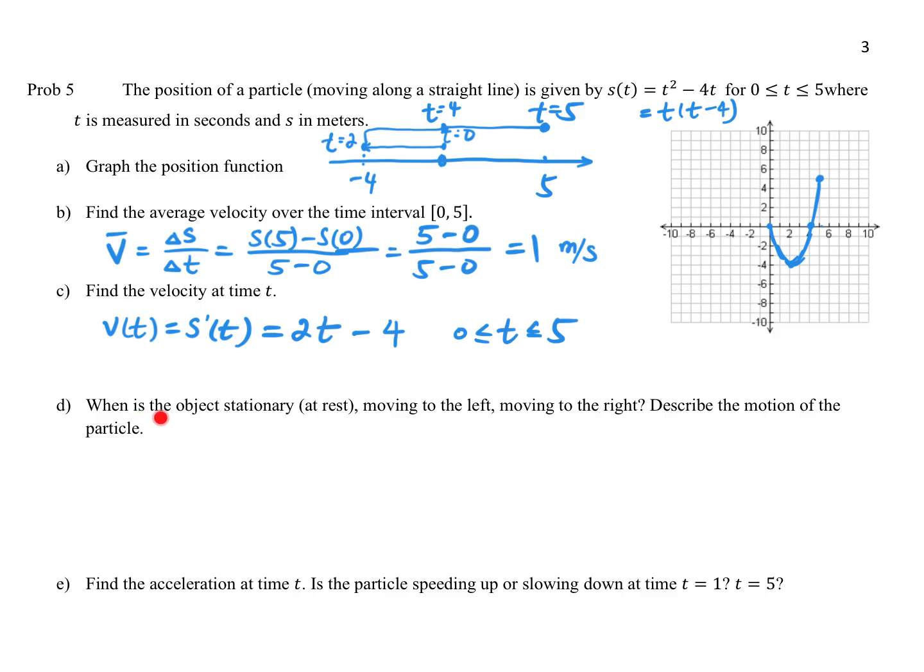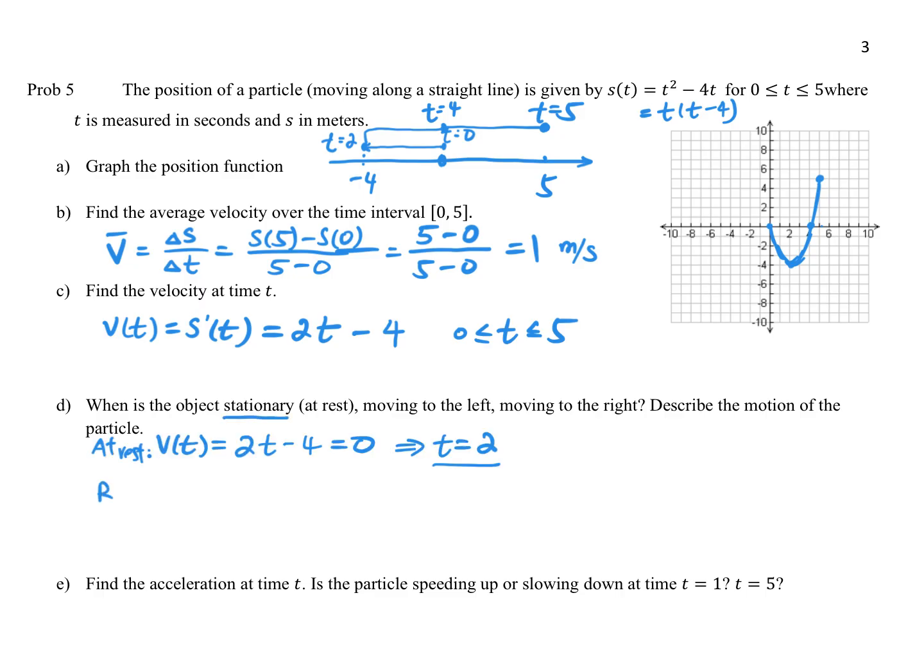When is the object stationary, which means at rest, and when is it moving to the left or to the right? Here we really have to look at the sign of the velocity. When it's at rest, stationary, that means the velocity is equal to 0. The velocity is 2t minus 4, and that's equal to 0. This is when it's at rest, which means t equals 2.